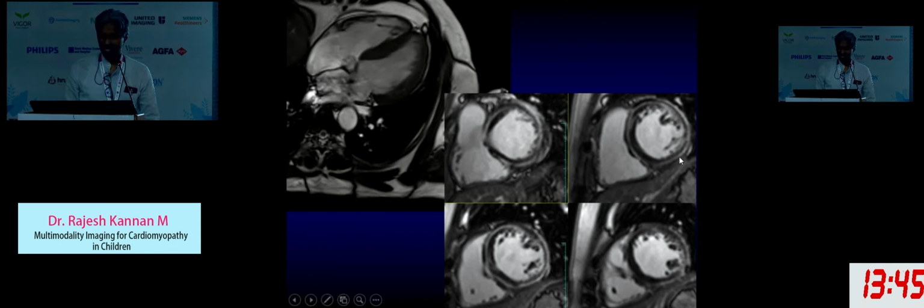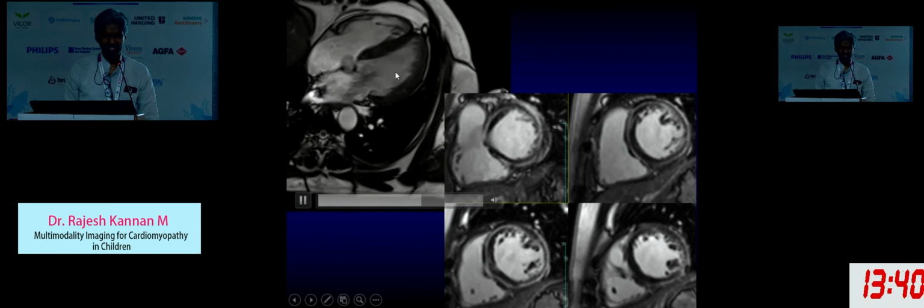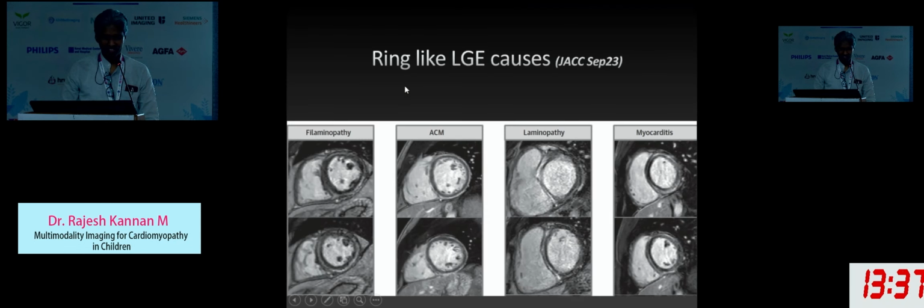It can be either a subepicardial or a mid-myocardial LGE, sparing the subendocardial region and presenting with LV dysfunction. You have a lot of different diagnoses. This is one of the latest articles, published in September 2023. And when you are looking at the ring-like LGE, there are multiple differential diagnoses. It's not specific for one particular disease, which includes filaminopathies, arrhythmogenic cardiomyopathy, laminopathies, as well as, rarely, myocarditis, where we can also get this type of picture. So just by looking at that ring-like pattern, you cannot make a single diagnosis. You have to look at the clinical picture, and these are cases which will be diagnosed only by genetic testing.